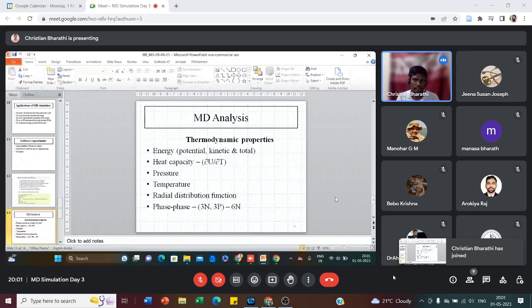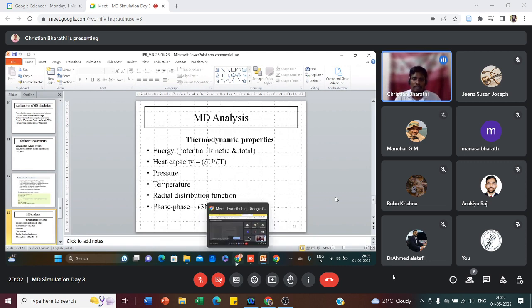After getting the MD analysis output, many kinds of results we can get from the output files. So first is thermodynamic property. We can analyze many thermodynamic properties from the output of MD. The first one is energy. Many energies are there: potential energy, kinetic energy, and total energy.